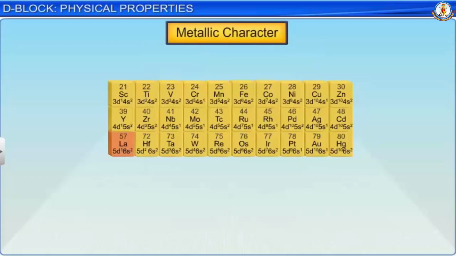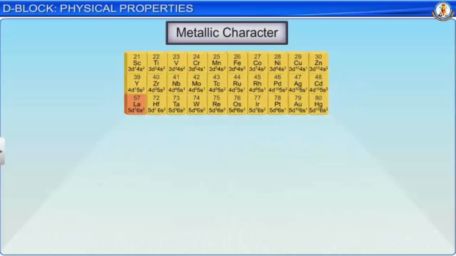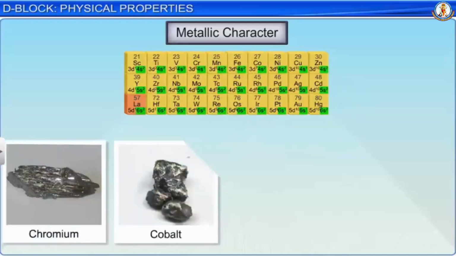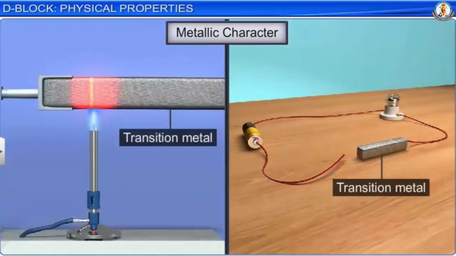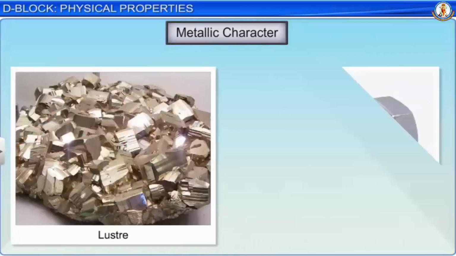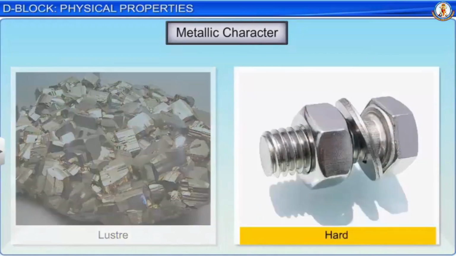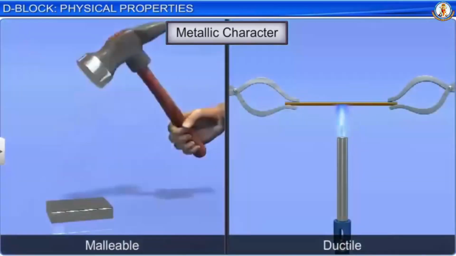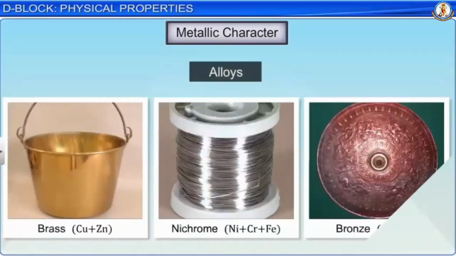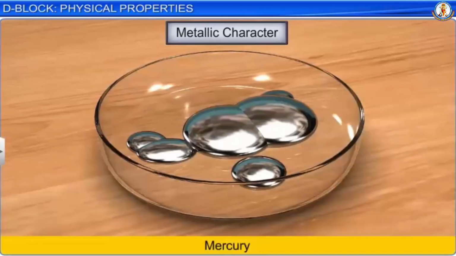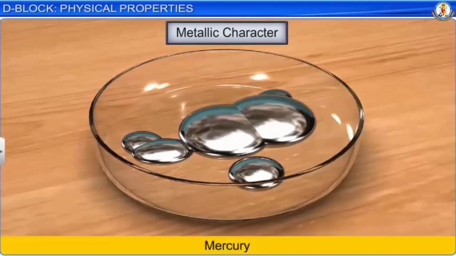First, let us look at the metallic character. As the number of valence electrons in these elements is very small, all of them are metals. They are good conductors of heat and electricity. They exhibit metallic luster and are hard. They are malleable and ductile. They form alloys with other metals. Mercury is a shiny liquid at ordinary temperature.